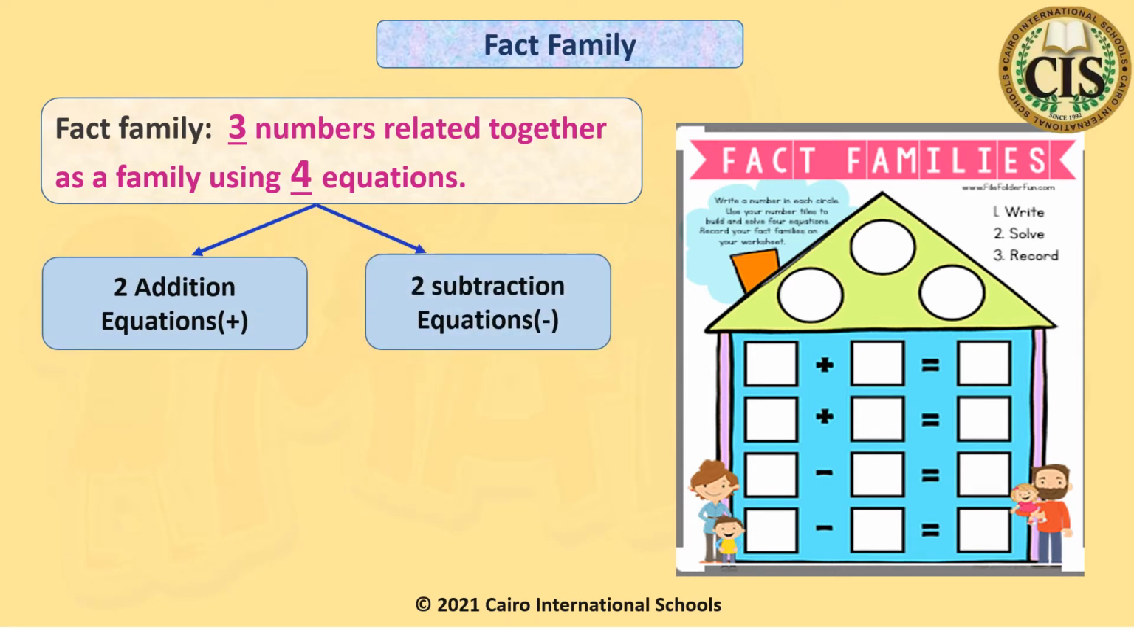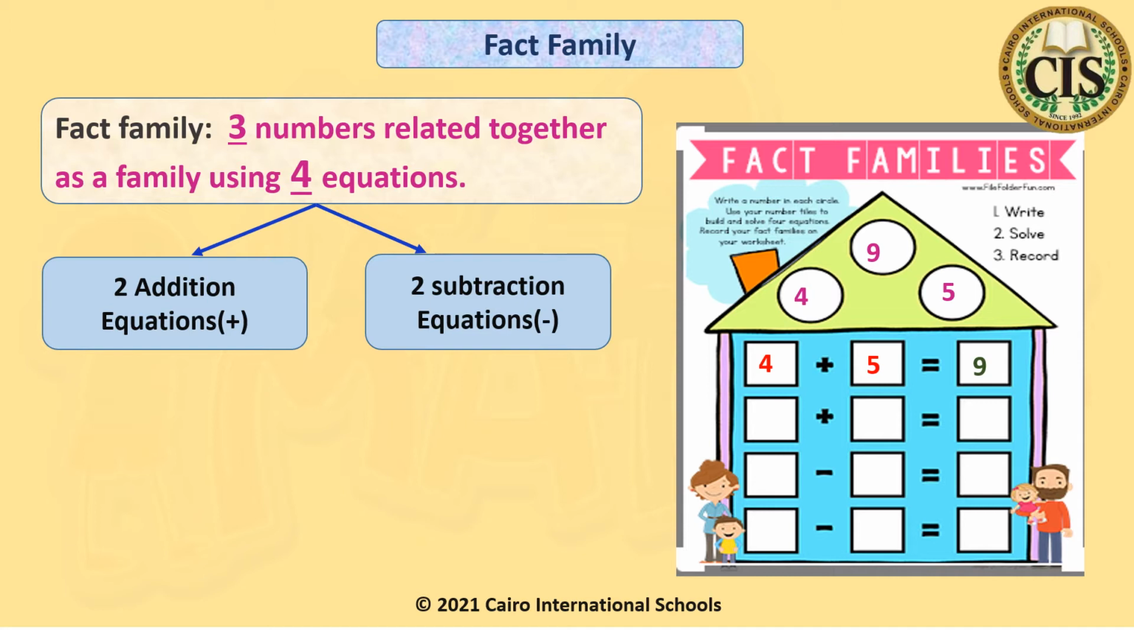Now we're gonna solve another example. We have these three numbers, which are 4, 5, and 9. Here, the biggest number is 9, so we will write it at the top of the family. So 9 is a result of addition of the other two smaller numbers, 4 and 5. So here, let's complete this family. We can say that 4 plus 5 equals what? Equals the biggest number, which is 9.